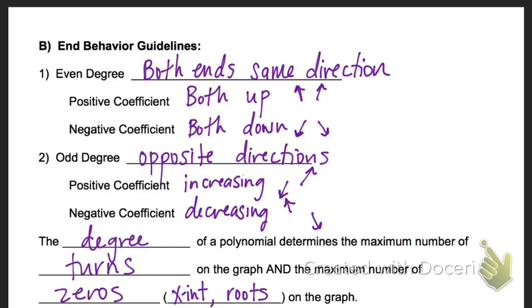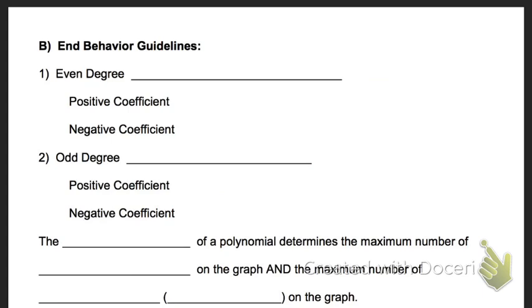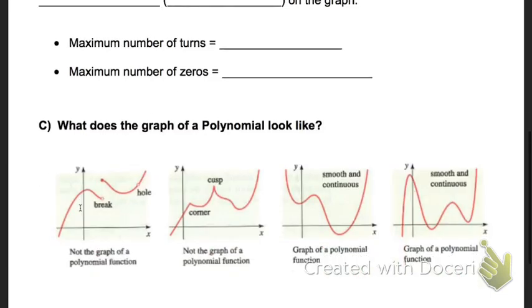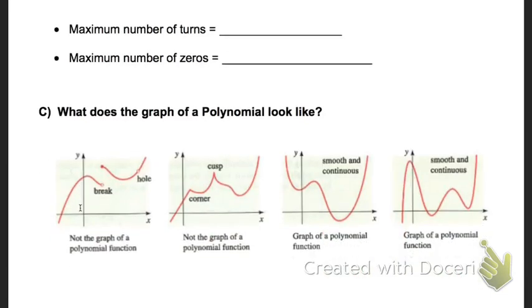So the maximum number of turns we discovered is what? Degree minus 1. And the maximum number of zeros is what? The degree. Can't get more than that. So you couldn't have an x squared with 3 zeros.